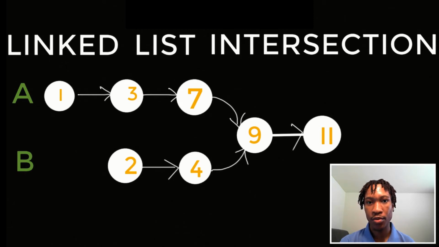Today we're going to solve LeetCode 160, intersection of two linked lists. This question gives you two singly linked lists, and those linked lists intersect at a certain node, and you should find that node and return it.